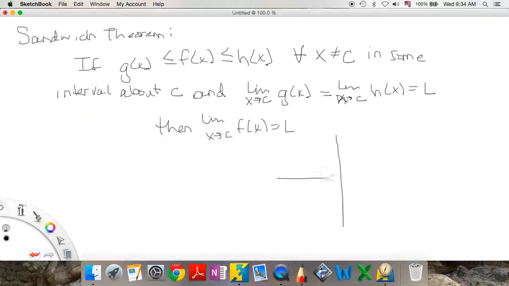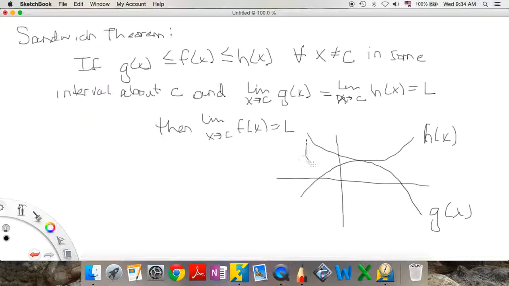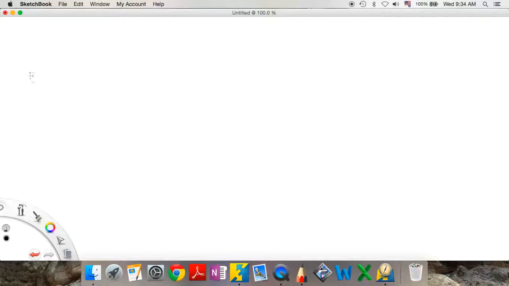Now what does this mean? Well, if we have this function h of x, and we have this other function g of x, and then we have this weird function f of x, if this is our c here, then as we're going, we find the limit for h and we find the limit for g. Because f is between these two functions for some interval around c, then that limit's going to be the same.